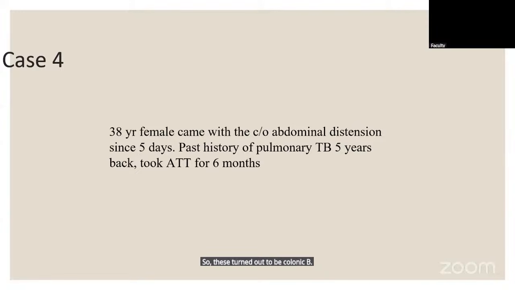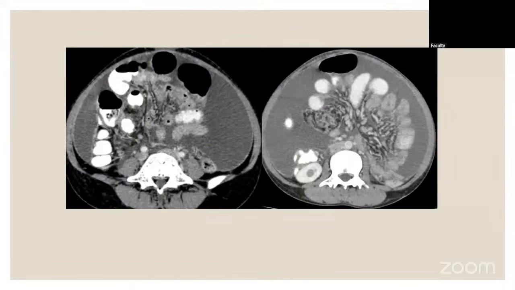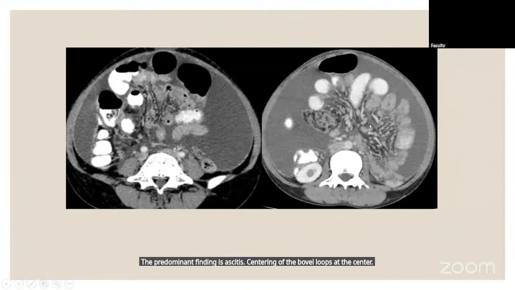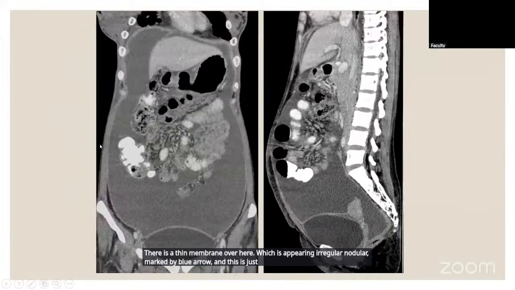Now here is a female who has history of pulmonary TB, has taken ATT. The predominant finding is ascites, centering of the bowel loops at the center, along with mesenteric haziness. There is also a little bit of mesenteric congestion. And if you look carefully, there is a thin membrane over here, which is appearing irregular and nodular, marked by blue arrow. And this is just the start of a cocoon formation.